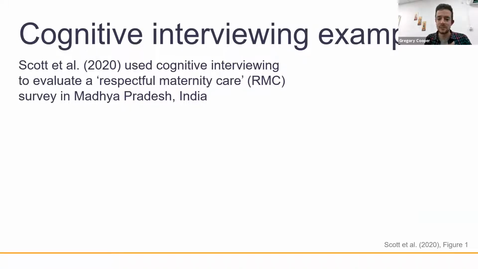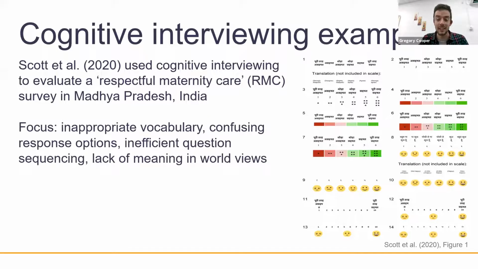So they were doing cognitive interviewing of a respectful maternity care survey, which was originally designed for use in Kenya and Ethiopia. And in particular, what they found was the use of Likert scales were particularly inappropriate in the context in a rural area in Madhya Pradesh. And what they did is they tested 14 different types of Likert scales.